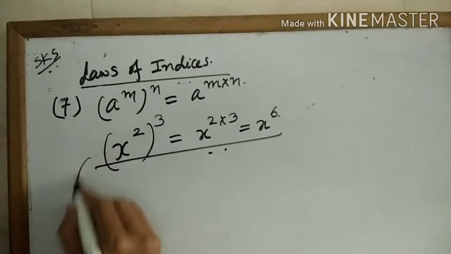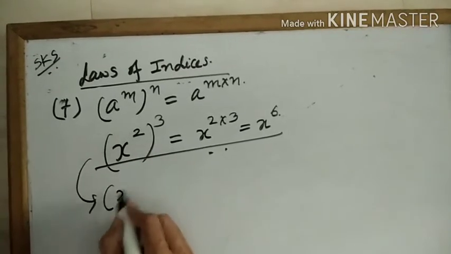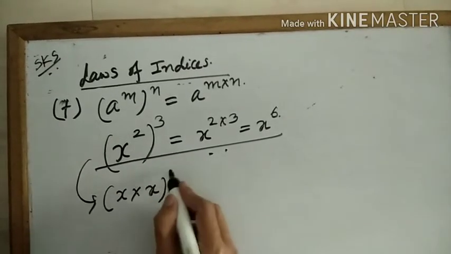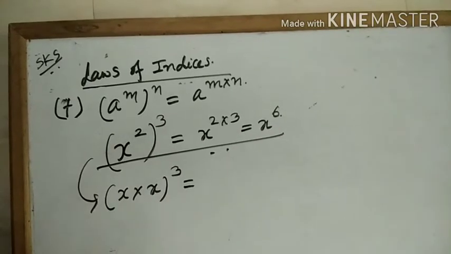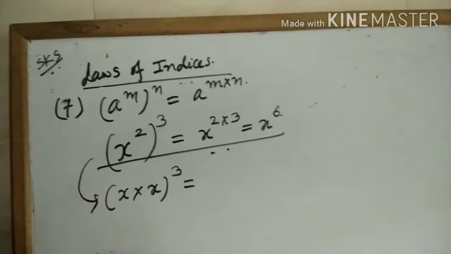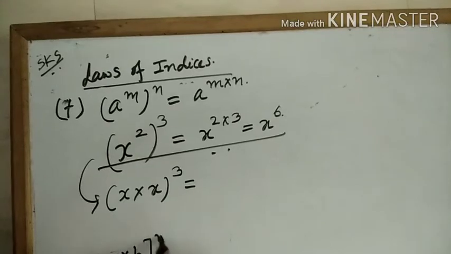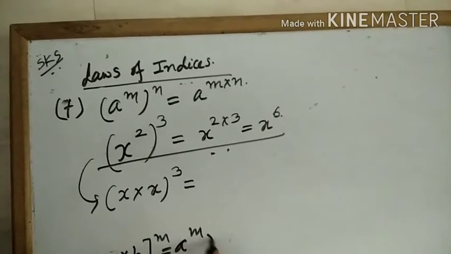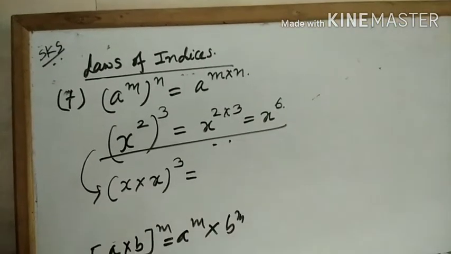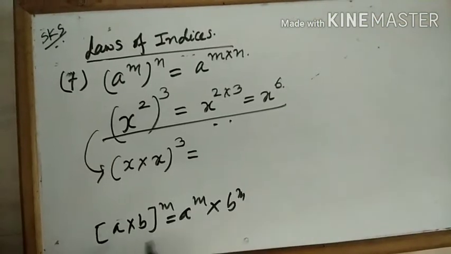Say for example, I am expanding this. X square can be written down as x into x whole raised to 3. Now if you remember, the fifth rule said that a into b whole raised to m is equal to a raised to m multiplied by b raised to m. I hope you remember this rule.